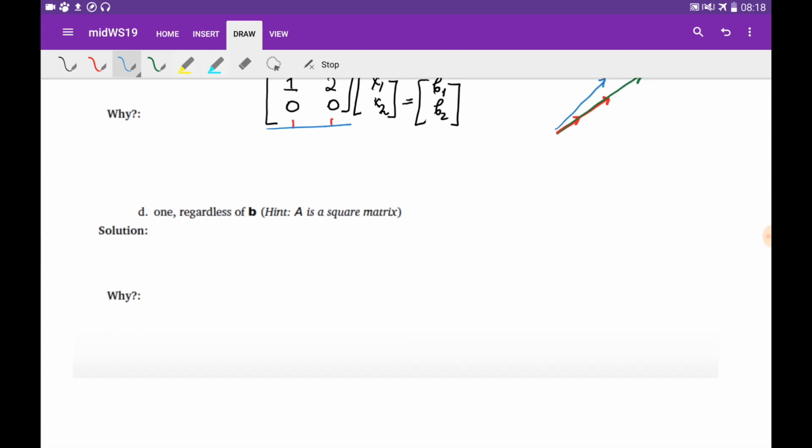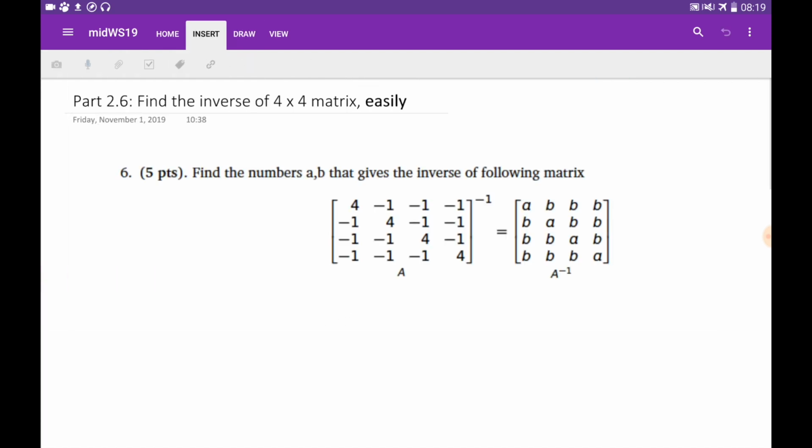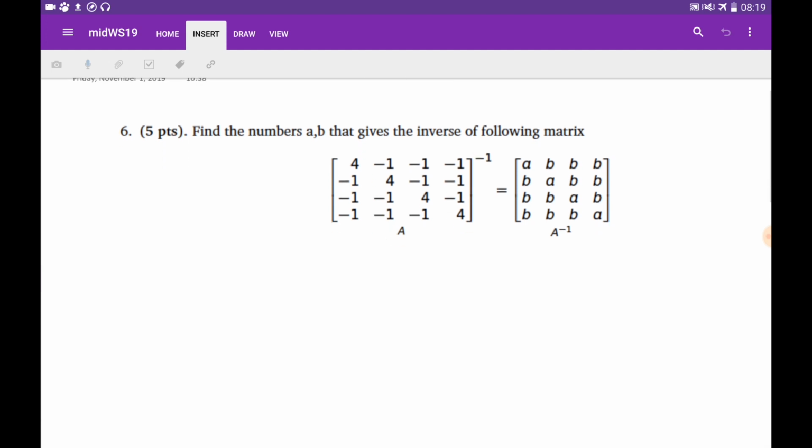And the system has exactly one solution regardless of B when it's just an invertible matrix 1, 2, 3, 4. So this matrix is invertible, so that is why any system of linear equations Ax is equal to B is always going to have a unique solution, and this solution can be obtained by multiplying the inverse of the A by the B. So we need to find the inverse of this A matrix.